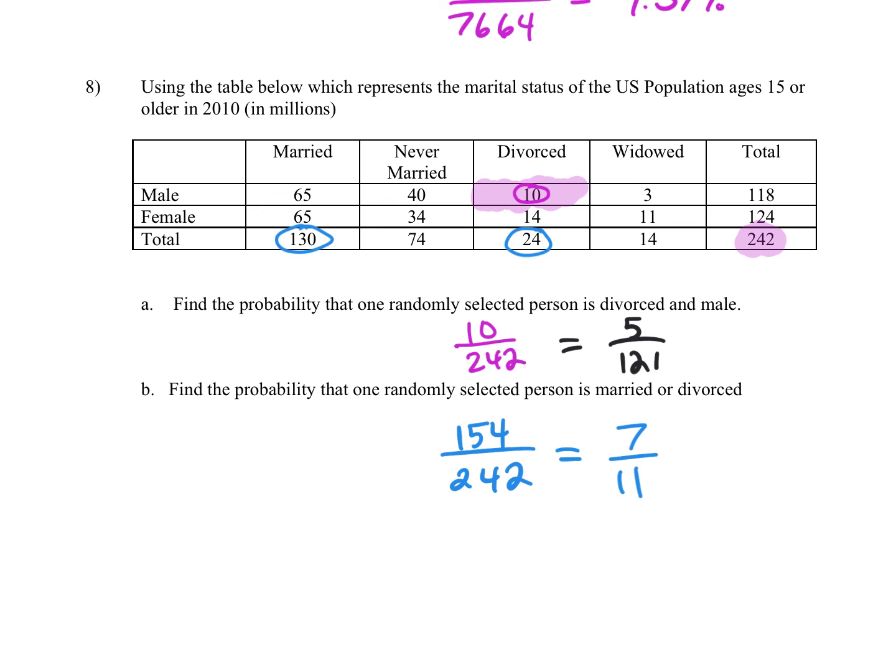In part B, we are looking to find the probability that one randomly selected person is married or divorced. So married or divorced. So we have 130 plus 24 out of the total 242. These are mutually exclusive. We can't be both married and divorced. If we're divorced, we're no longer married. So that's why we can add these probabilities together.